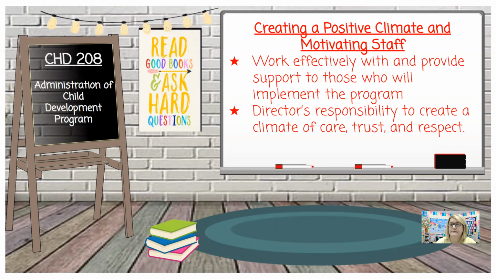So creating a positive climate and motivating your staff. The real task of any director as a manager is to work effectively with and provide support to those who are going to implement your program. The manager must relate to the staff and motivate them to do the tasks designated to them. Members of the staff implement the program, but the director, acting in the capacity of leader and motivator, orchestrates so that all the components work together to be successful.